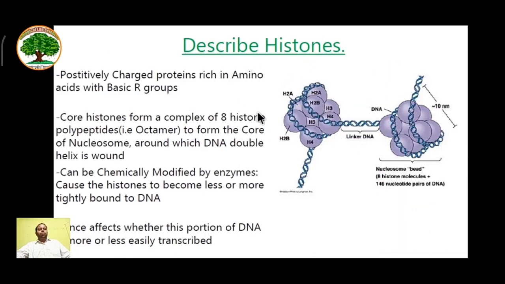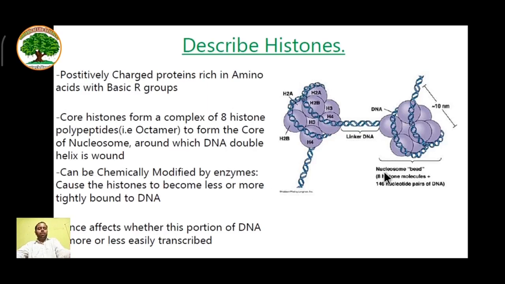Let's describe the histone here. These are positively charged proteins rich in amino acids with basic R group, as mentioned earlier. The core histone forms a complex of 8 histone polypeptides, that is an octamer, to form the core of the nucleosome around which the DNA wraps, and it can be chemically modified by different enzymes. So it helps in gene expression also.